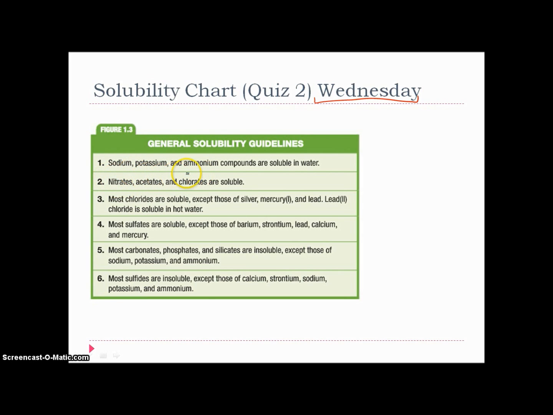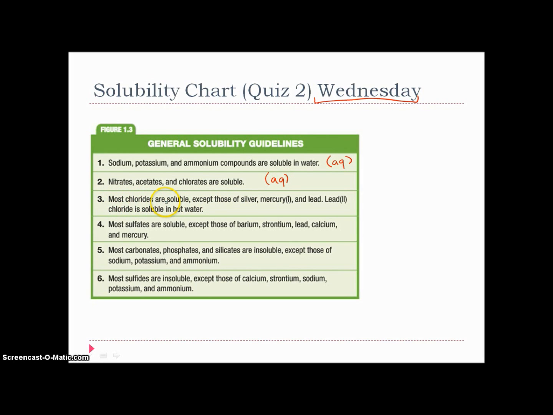So sodium, potassium, and ammonium compounds are soluble in water. So if anything bonds with sodium, anything bonds with potassium, anything bonds with ammonium, it's going to be aqueous. We know that for sure. Okay? Nitrates, acetates, and chlorates, so these are talking about the anions now, they are soluble. So they're always going to be aqueous.